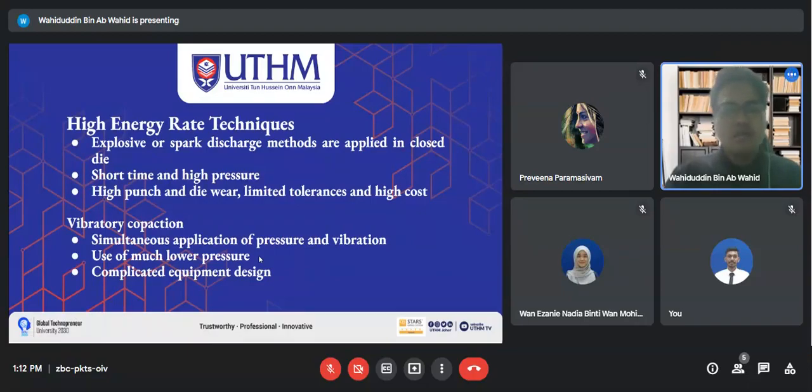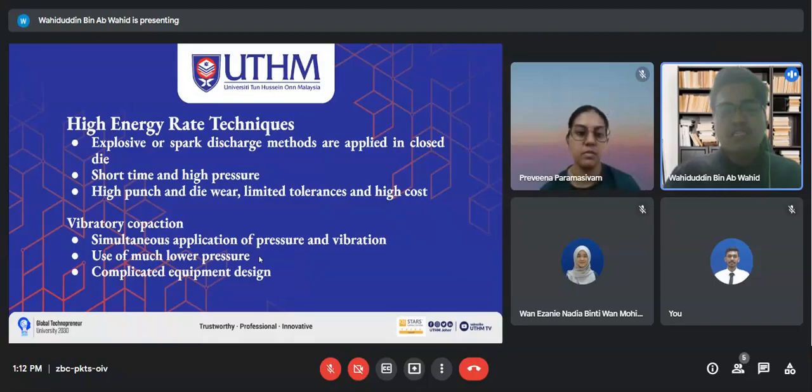The next is the high energy rate technique, which exploits spark discharge methods applied in a closed die. It has a short time and high pressure. It also has high punch and die wear, limited tolerance, and high cost.